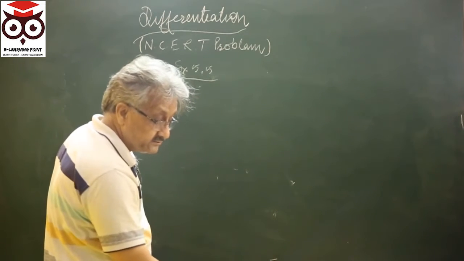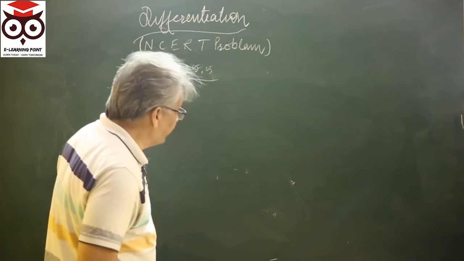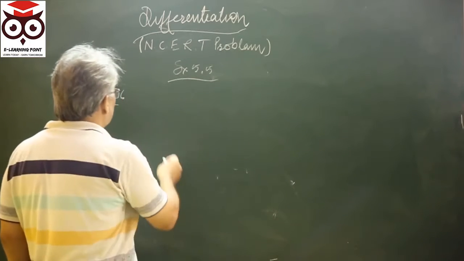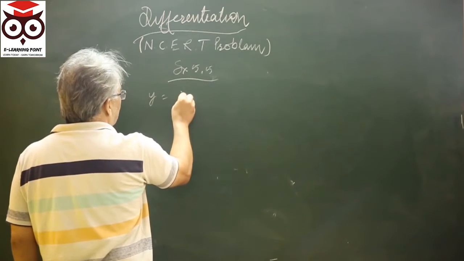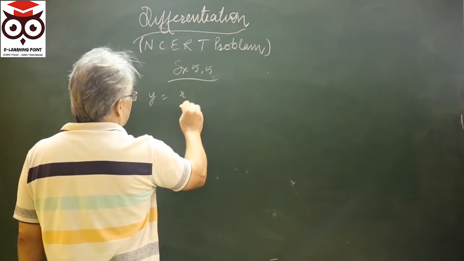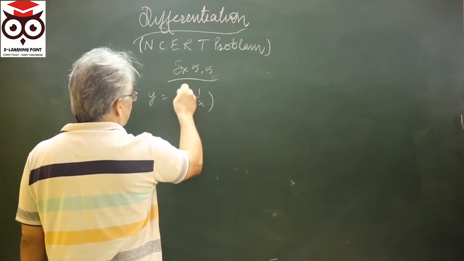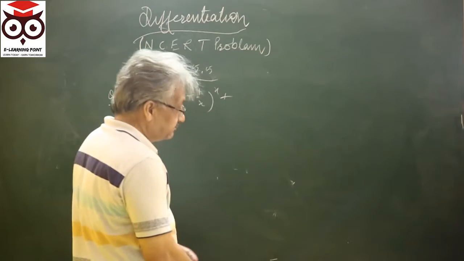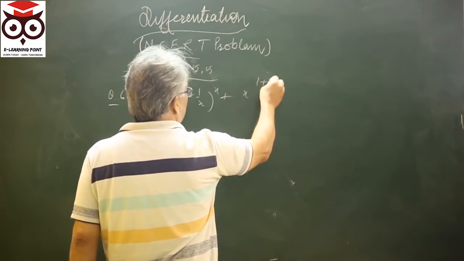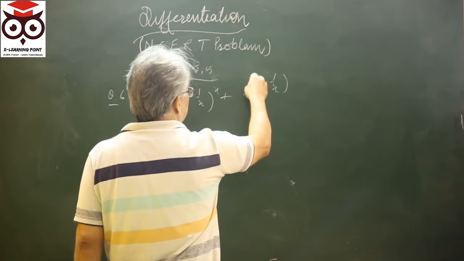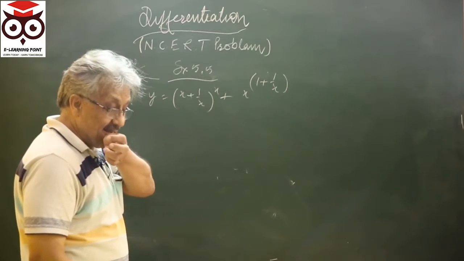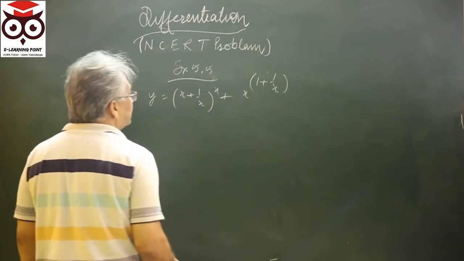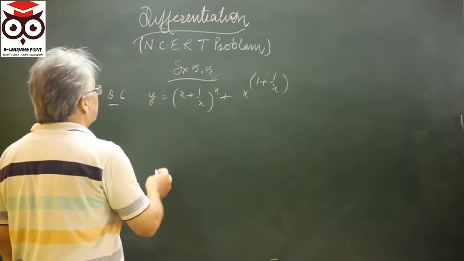Suppose this is given, question number 6. Question number 6 I think I have not done. So this is y is equal to (x plus 1 by x) to the power x plus x to the power (1 plus x). This is the question. I think it is not a problem for all of you. This question is lengthy but not so typical.